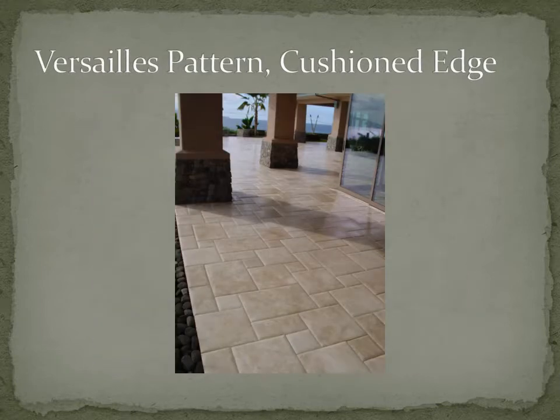This is a Versailles pattern with a cushioned edge or a pillowed edge, where the edge is just slightly bullnosed, and creates a nice, interesting finish. The stone is filled, it's travertine, filled and honed. Nice color, very, very nice look.